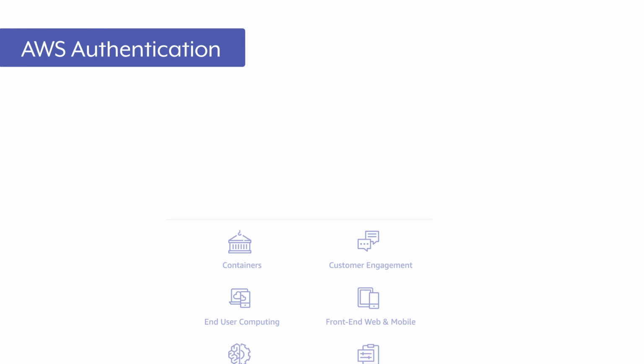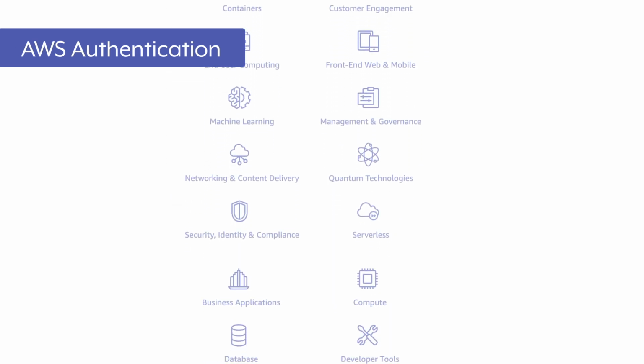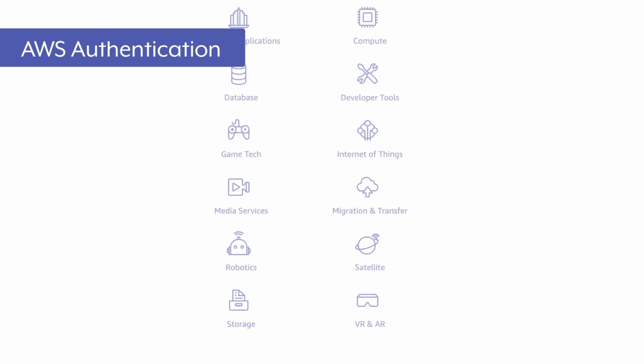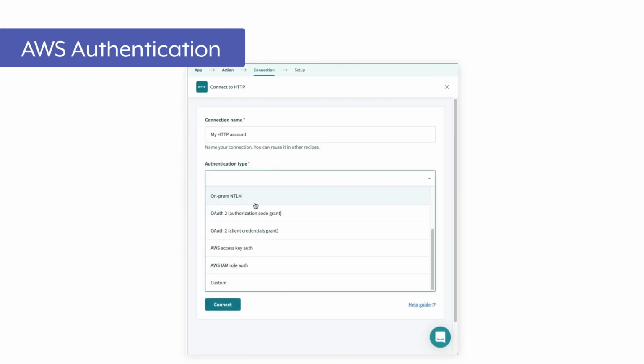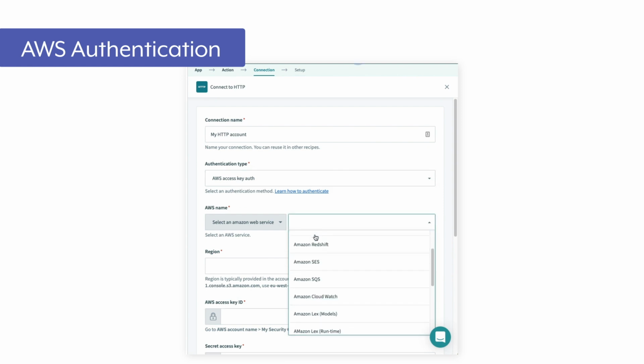Now, with the HTTP connector, you can integrate any of the 175 AWS services into your Workato recipes. Just select your service from the drop-down menu, follow the helpful guide in the HTTP connector wizard, and integrate any AWS service of your choice.